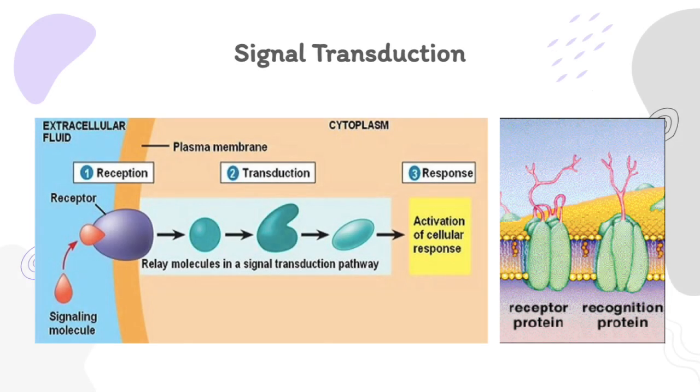Signal transduction is the transmission of molecular signals from a cell's exterior to its interior. This allows cells to communicate with each other and coordinate activities in order to react to their environment.